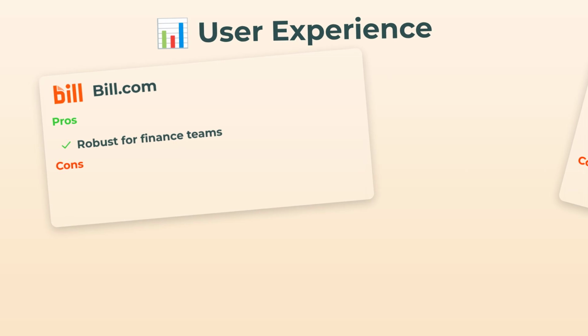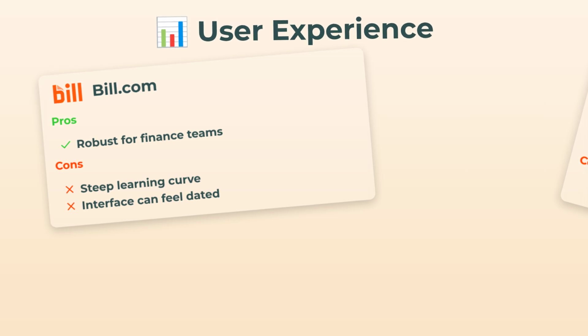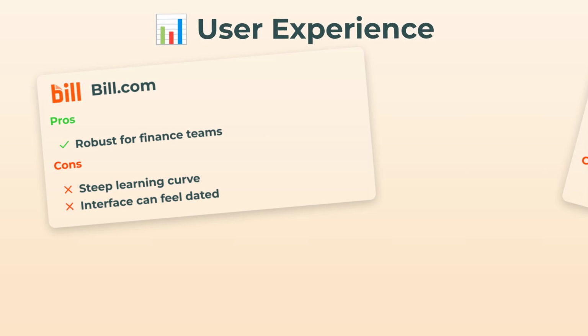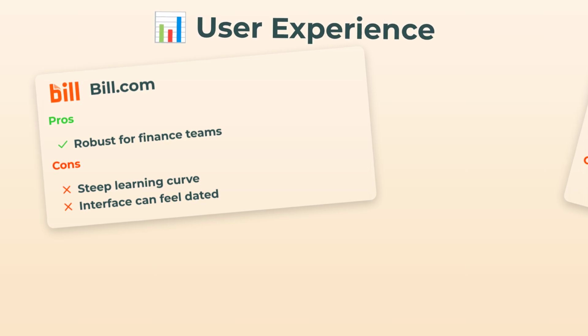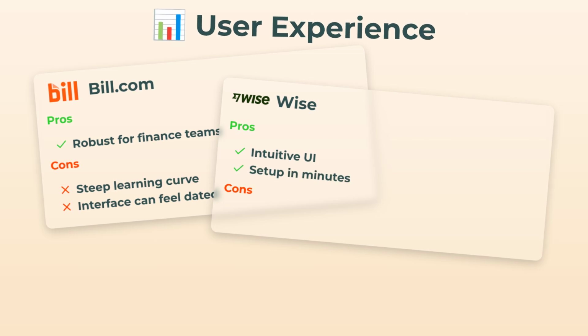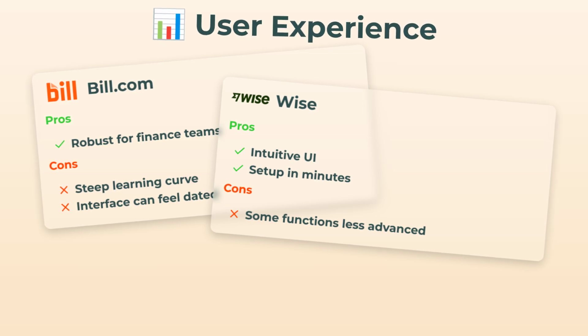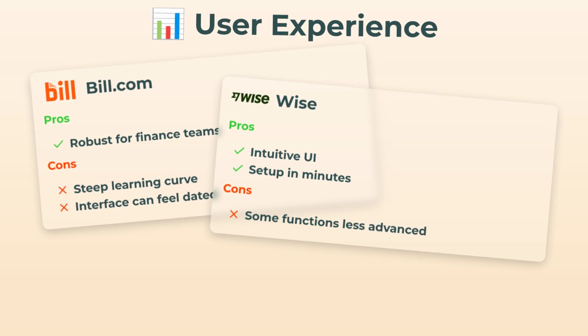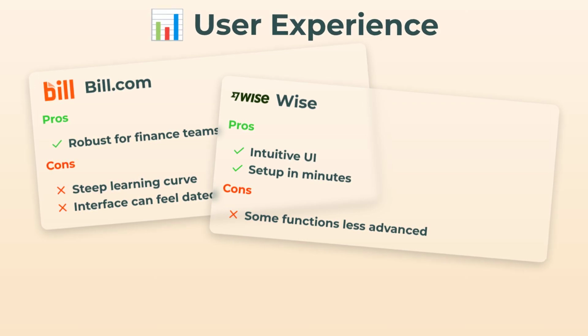Alright, final comparison: user experience. Here's the deal, Bill.com is super robust if you're a finance pro, but if you're new or you just want something that just works without needing a cheat sheet, the learning curve is real and the whole thing feels a little old school at times. Wise, though, is much easier to pick up. The dashboard's clean, setup is lightning fast, and everything's just obvious. Sure, maybe you lose a little on cool pro features, but for most business users, Wise pretty much nails user experience.